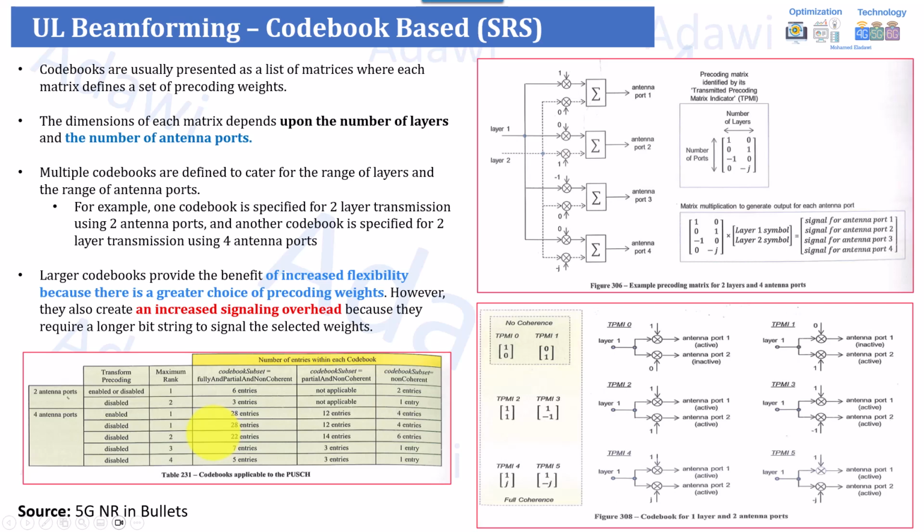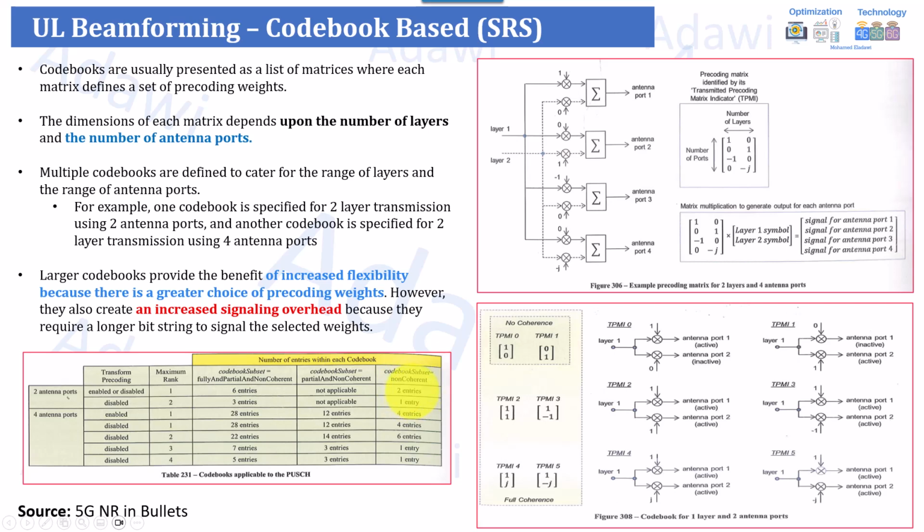For example, assuming that you have two antenna ports. So here, assuming the maximum rank is 1. If the antenna supports something called full, partial, and non-coherent capability, this means supporting all the different capabilities, so you'll have a maximum of 6 entries. And with rank 2, you have 3 entries. And if it's only supporting non-coherent, this means it's not supporting the full coherency. It supports only 2 entries.